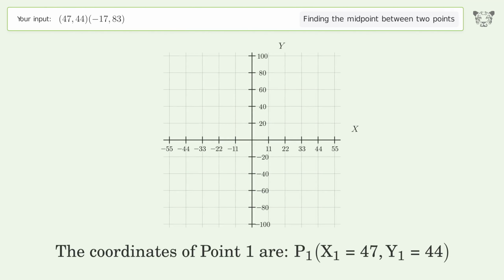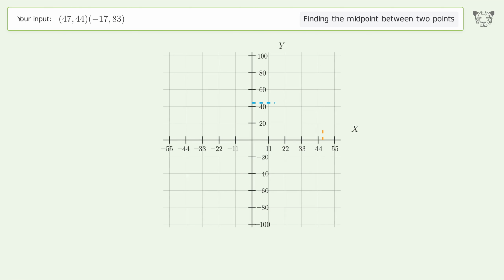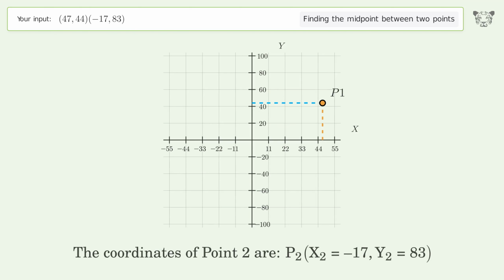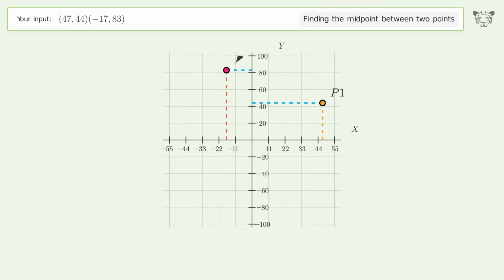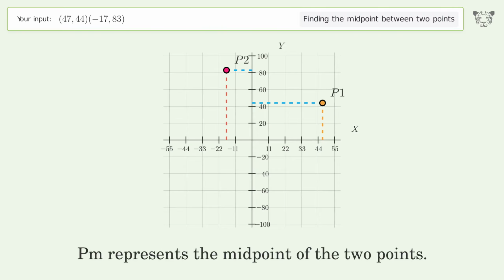The coordinates of point 1 are x1 equals 47, y1 equals 44. The coordinates of point 2 are x2 equals negative 17, y2 equals 83. PM represents the midpoint of the 2 points.